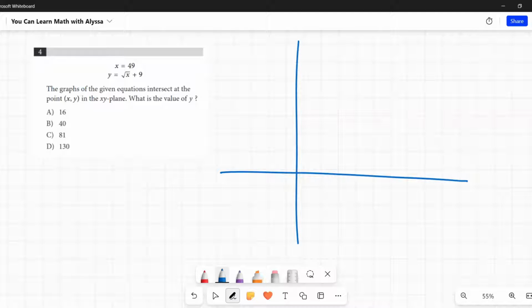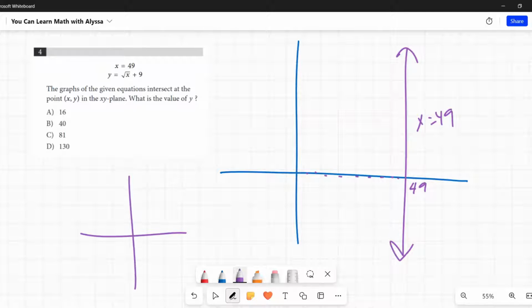But just to give you a visualization, that first x equals 49, that is going to be, and I am not drawing this to scale, that is going to be a vertical line where x is 49. So this is like all the way over, and this is 49. So that right there is x equals 49. And the square root of x plus 9, a square root, we just say the square root of x, that is like half of a parabola on its side. That starts at 0, 0, because here it says plus 9, that's on the outside. It's not in there with the x.